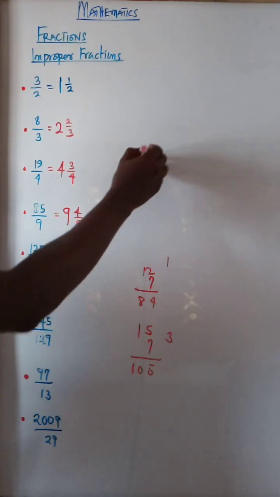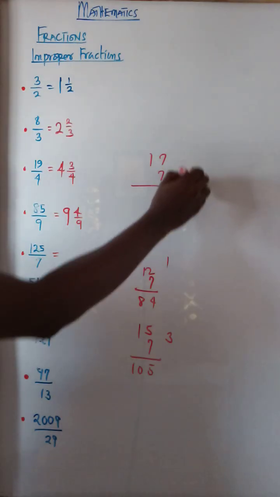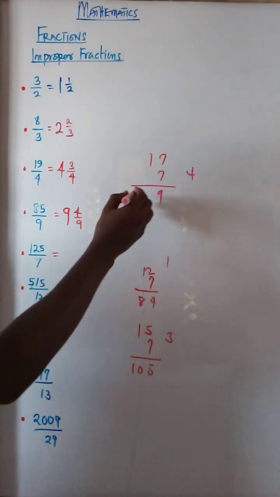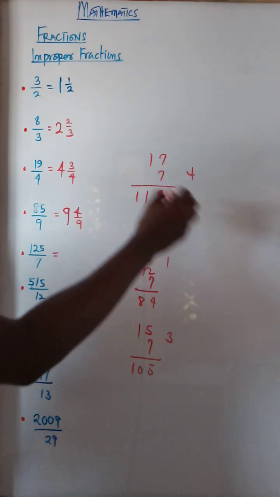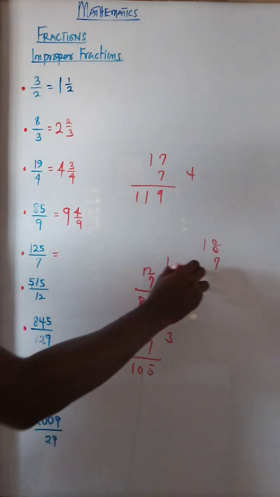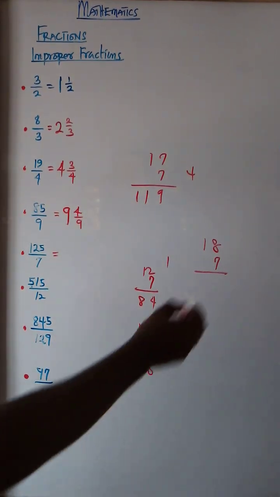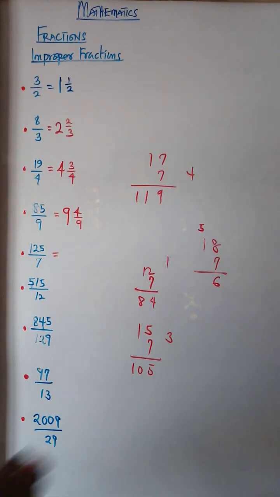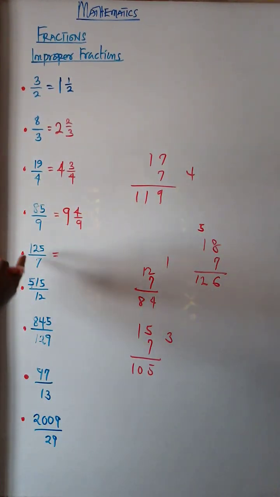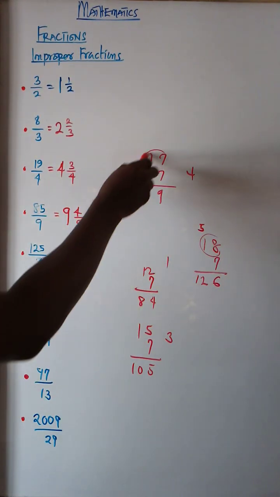Let's use a bigger number. Let's use 17. 17 times 7. 7 times 7, 49, carry 4. 7 times 1, 7 plus this, that's 11. Oh, that's close. Now let's use a number that is more than 17. Let's use 18. 18 times 7. So what is 7 times 8? 56. 6 carry 5. 7 times 1, 7 plus 5, that will be 12. And that is more than 125. So we cannot use 18, it must be 17.